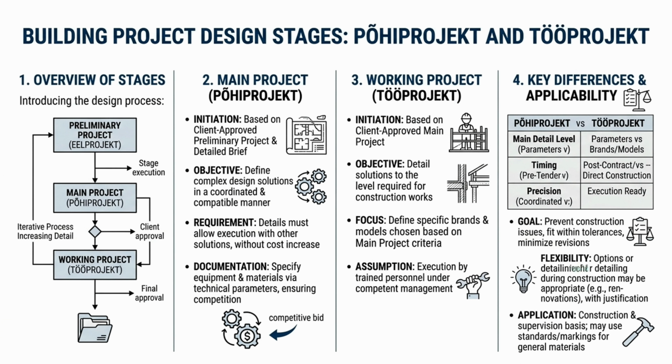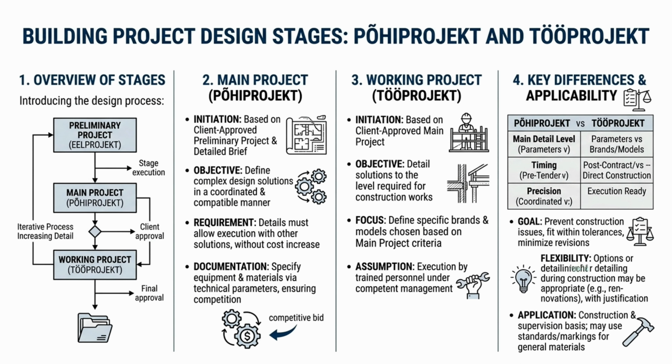The main stages begin with the client approach, preliminary project, and detailed design brief. The objective at this stage is to define all complex design solutions in a way that they work together and complement each other. The details must be accurate enough that all process solutions can be successfully executed alongside each other, without causing conflicts or unintentional cost increase. It is crucial that technical solutions at this stage are coordinated, but it is not necessary for the level of detail to match that of the working project.